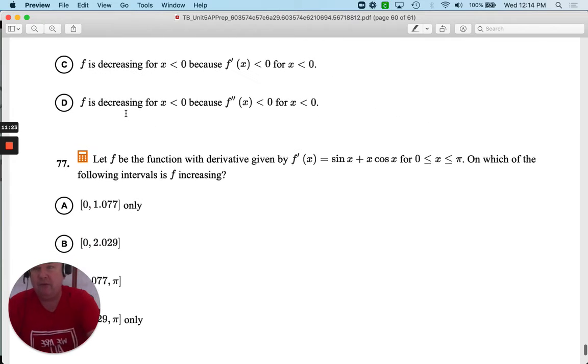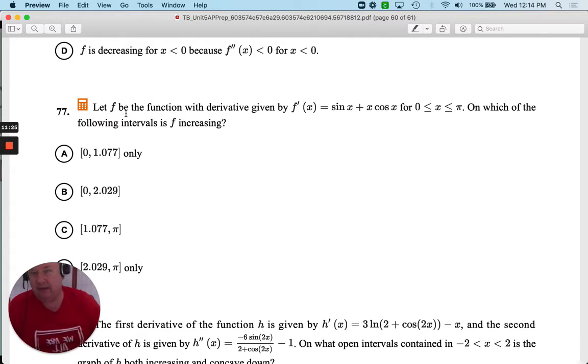All right, we're almost done. 77 takes a calculator. Let's do it. For 77, it says take that equation, and it's already the derivative. And where is it increasing? So all I want to know is where is it above the axis between 0 and pi.